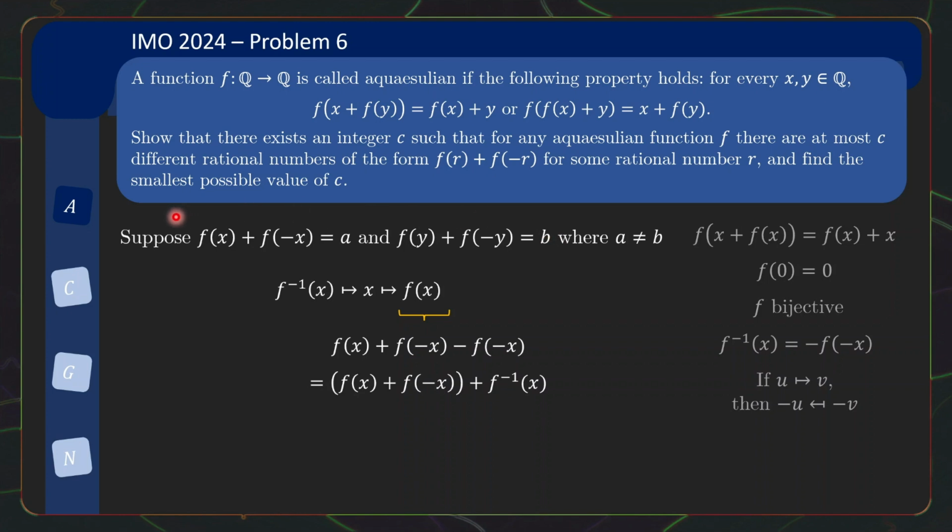Okay, so let's say you have an x such that f(x) plus f(-x) is a, and then f(y) plus f(-y) is b, where a is not equal to b. So you start with two distinct values of the image. What can we say about this situation?